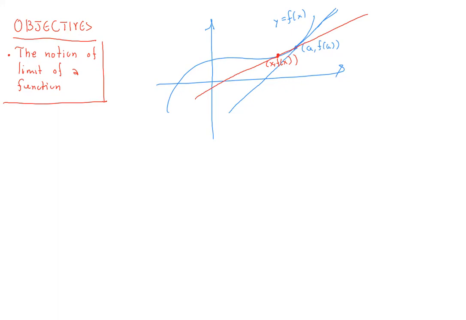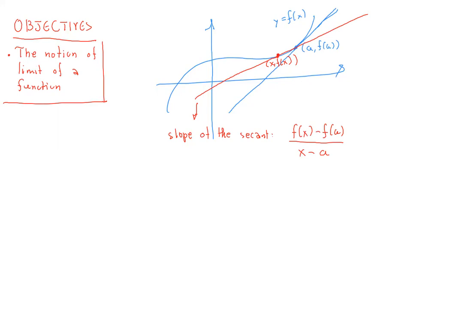This is a well-defined line that has slope. So this is the slope of the secant, which will be rise, which is f of x minus f of a, the difference in y's, over run, the difference in x's, and that would be the slope of the secant.